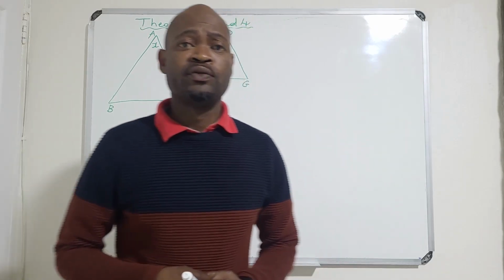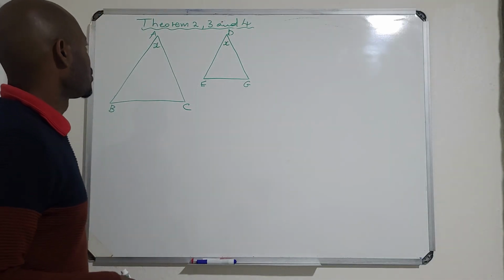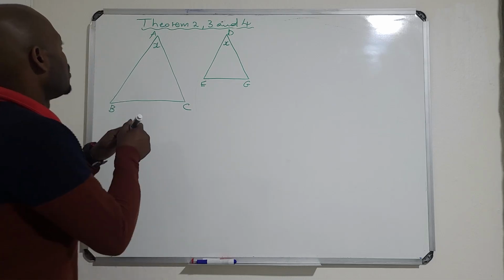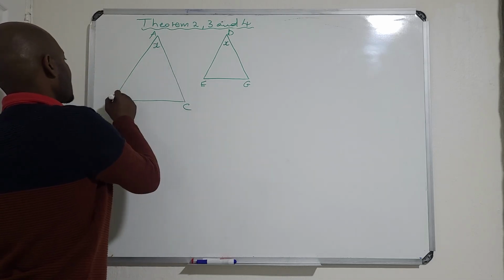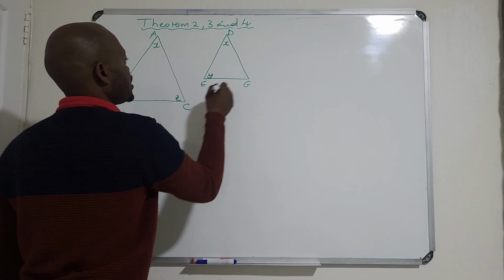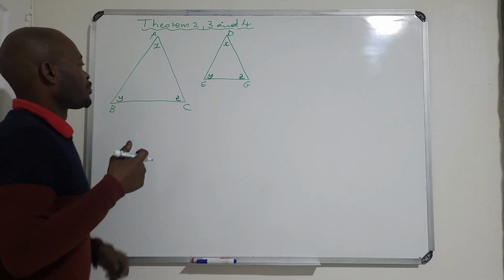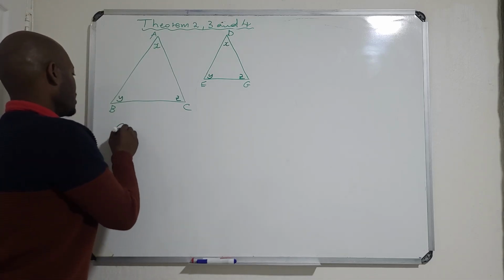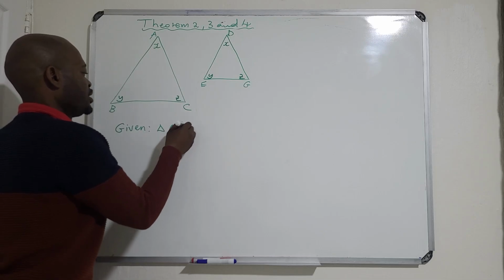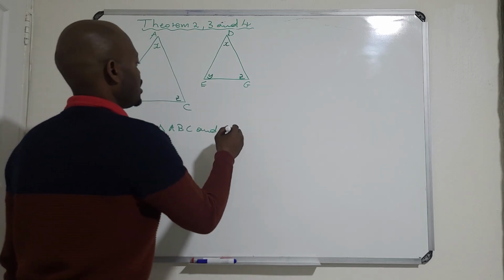Now, let's prove theorem number 2. And we've just said it now that if two triangles are equiangular, then they are similar. Now, if I have x, y there, z there, and z there. Now, given triangle ABC and triangle DEG.